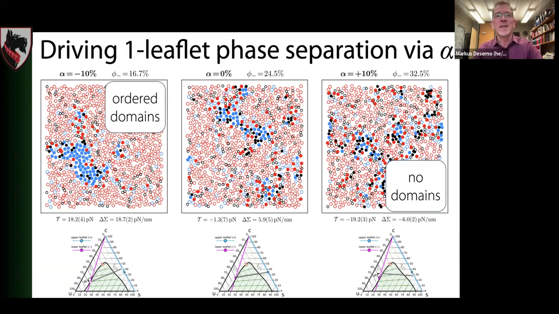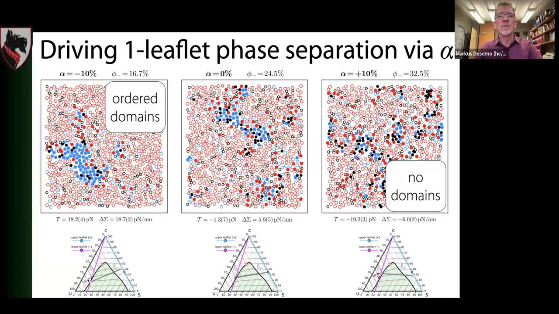So we see in the minus 10% abundance asymmetry, we start to see a liquid ordered domain that just hangs out there and stably exists, which becomes a lot more flaky for alpha equal to 0, and for alpha equal to plus 10, it's basically melted away, and there's no domain there. So we can drive the creation or the melting of domains purely by abundance and by differential stress.